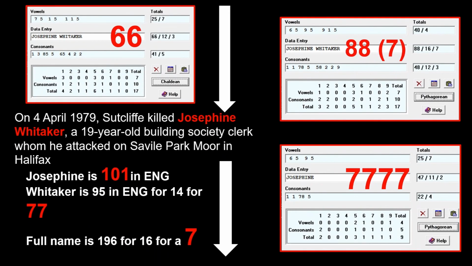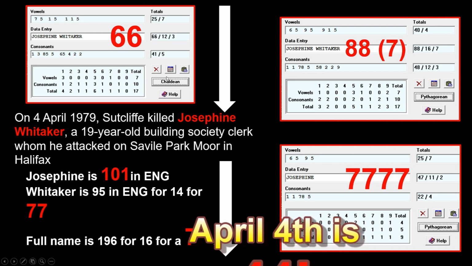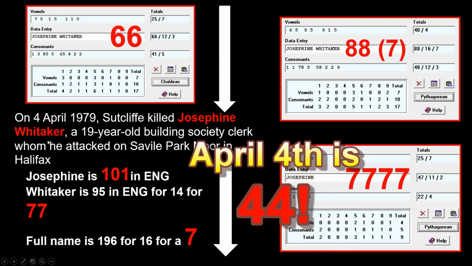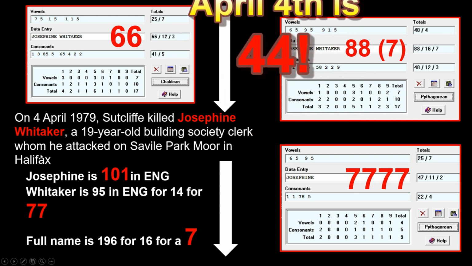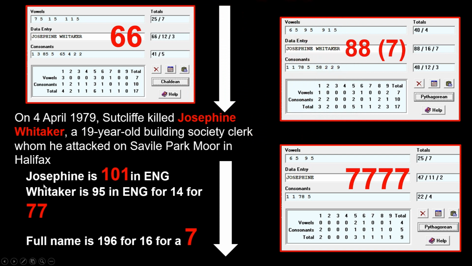Okay, so on the 4th of April 1979, Sutcliffe killed Josephine Whittaker, a 19-year-old building society clerk. And if we look at Josephine Whittaker, guess what that comes to? In Chaldean, it comes to 66. And Josephine Whittaker in Pythagorean comes to 88 again. Do you see a pattern? Do you see the same numbers coming up all the time?